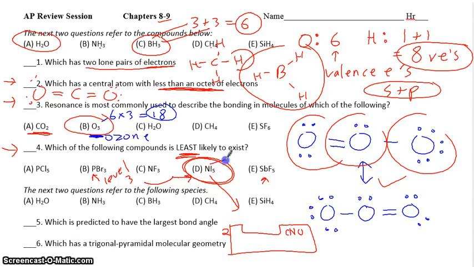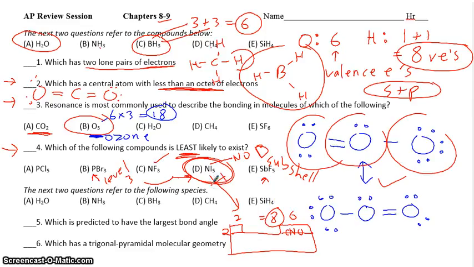So no, nitrogen has no D subshell, which means it can't accommodate more than just 8, because 8 comes from 2s, 6p. So you get 8. You cannot have more than 8 for nitrogen. So this one exists, this one does not exist.